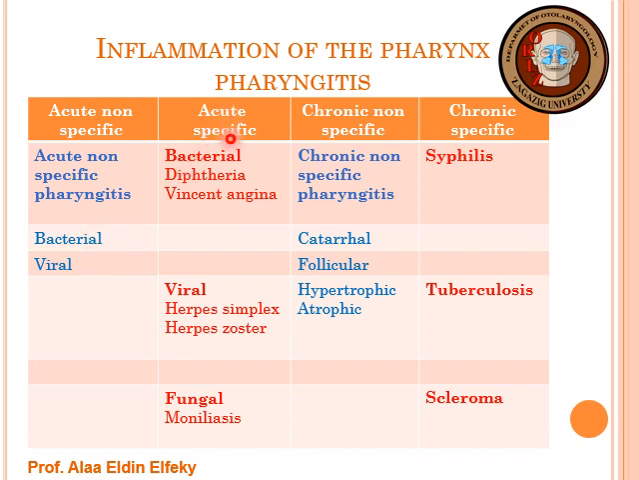The acute specific may be bacterial, like diphtheria, vincent's angina, viral, herpes simplex, herpes zoster, or fungal, moniliasis. Chronic non-specific pharyngitis may be catarrhal, follicular, hypertrophic, or atrophic. The chronic specific may be syphilis, tuberculosis, or scleroma.